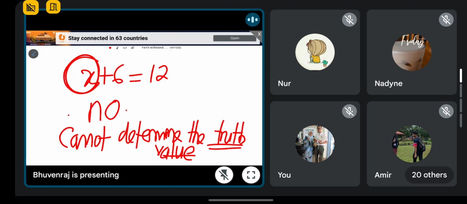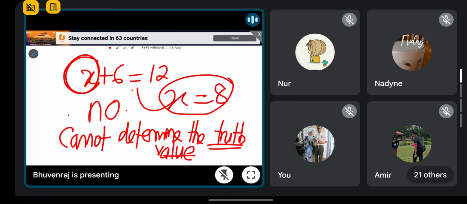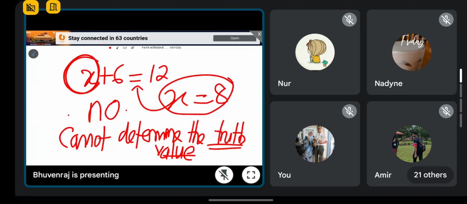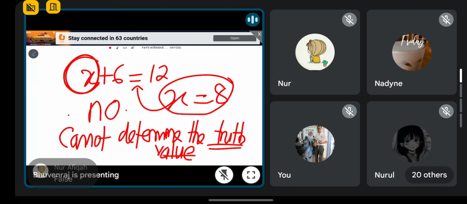Nilai kebenaran yang mereka cakap kat sini adalah nilai X. Because saya boleh letakkan apa-apa nilai X yang saya suka kat situ. I can choose to put X equals to 8. Okay guys, if I choose 8, X equals 8. Adakah pernyataan ini betul atau salah? If X is 8, is this statement correct or wrong? Ya, false, salah. Because 8 plus 6 kamu akan dapat 14, bukan 12.